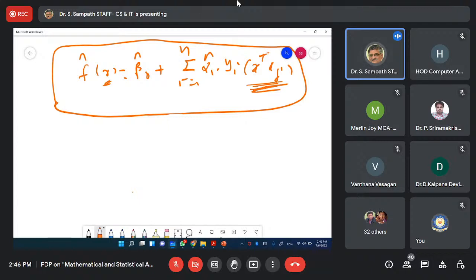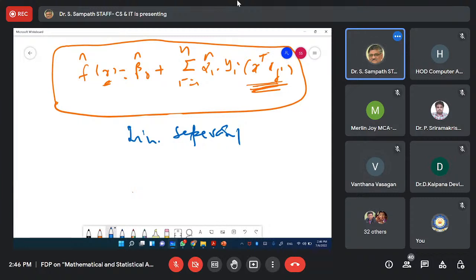Understood? So this is applicable only when we have linear separability. This we can use only when we have linear separability. I hope up to this we can understand. Can you follow? Yes, sir.